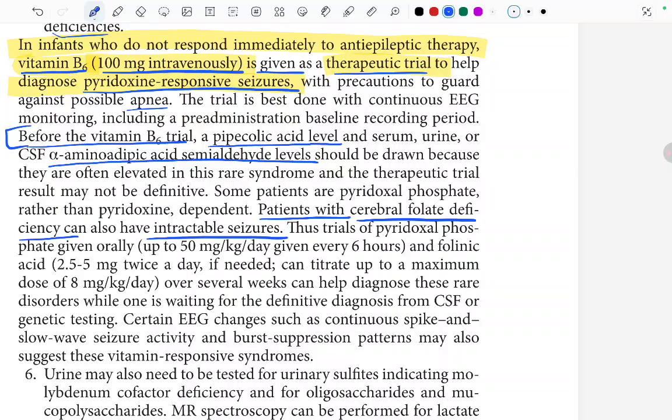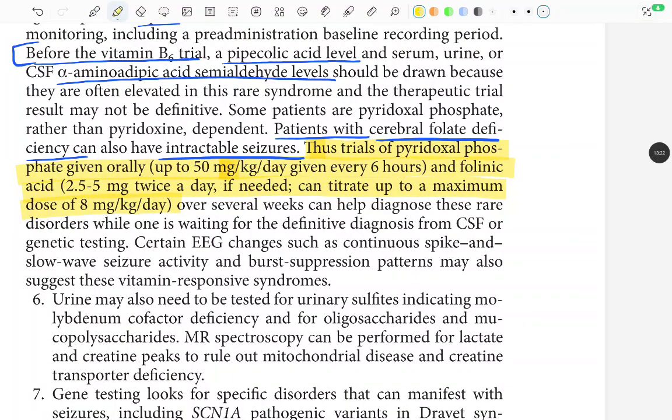Thus, a trial of pyridoxal phosphate given orally up to 50 mg per kg per day every 6 hours, and folinic acid 2.5 to 5 mg twice a day if needed, which can be titrated up to a maximum dose of 8 mg per kg per day, over several weeks can help diagnose these rare disorders while one is waiting for the definitive diagnosis from the CSF or genetic testing.